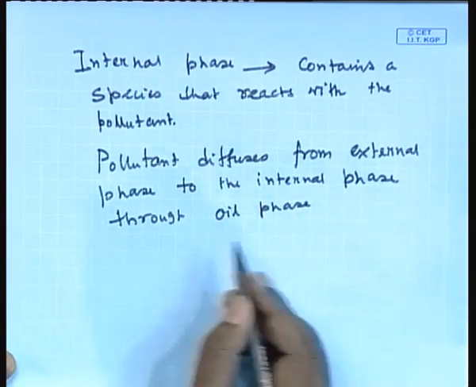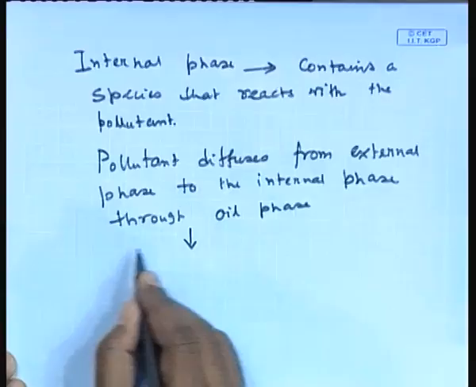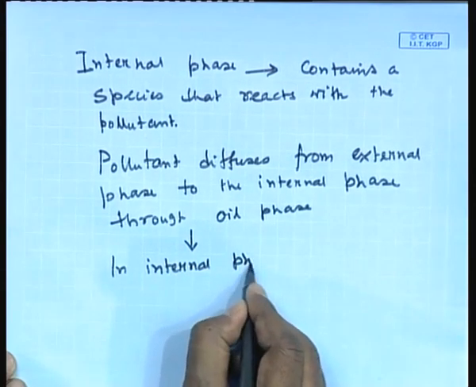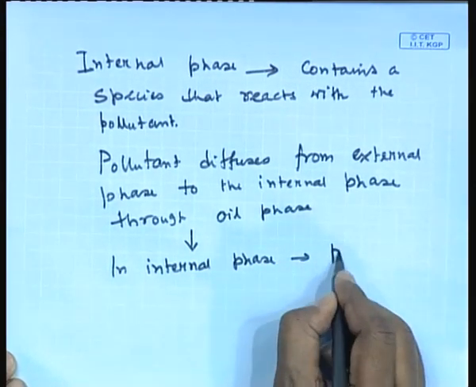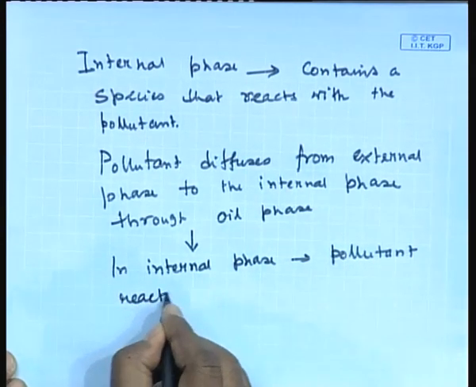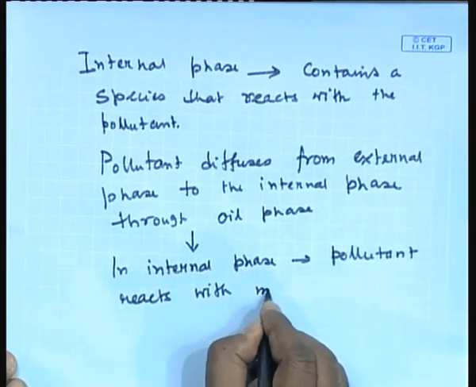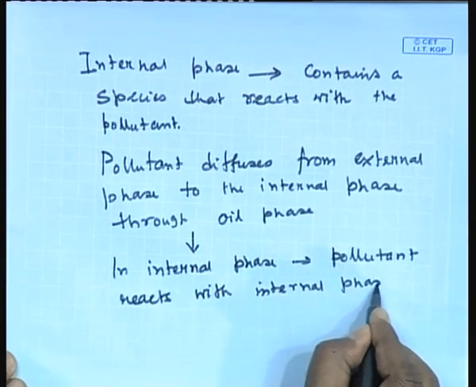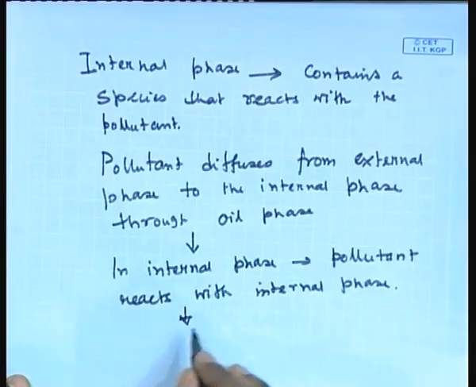So, when it reaches the internal phase, it reacts with the species present in the internal phase. That means the solute, the pollutant, reacts with the particular component present in the internal phase. Now, the product of that reaction will be larger in size, so it cannot diffuse out. So what in essence it will do?